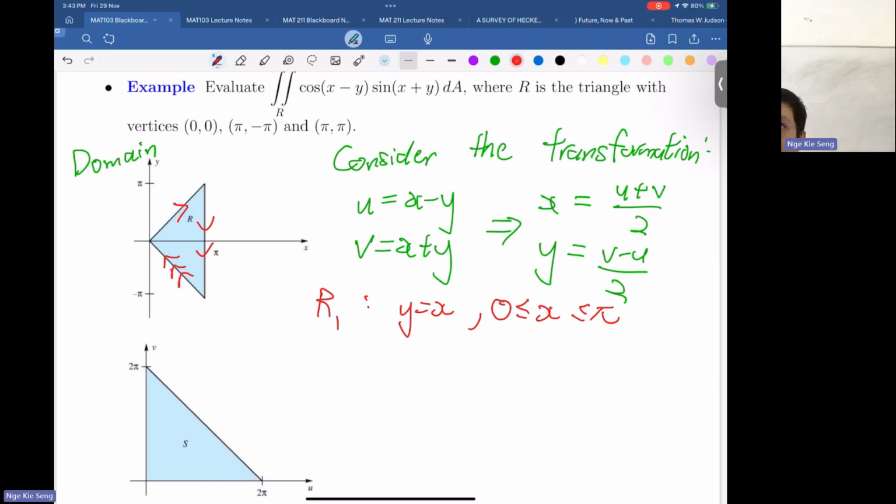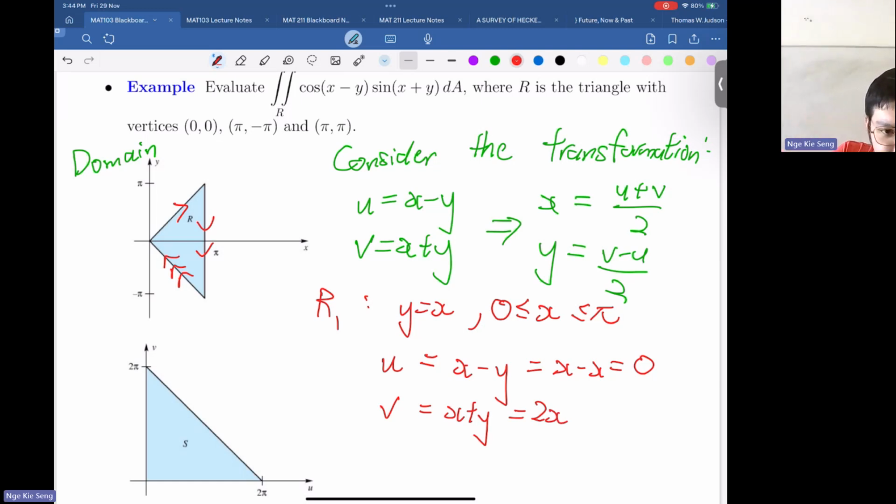For every point on this line, what is u? u equals x minus y. But on this line, every point satisfies y equals x. So all these points correspond to the point where u equals 0. How about v? v is x plus y. But on this line, y equals x, so you really get 2x here.